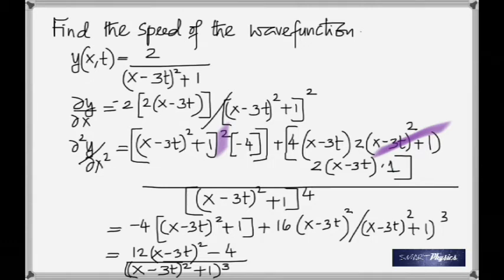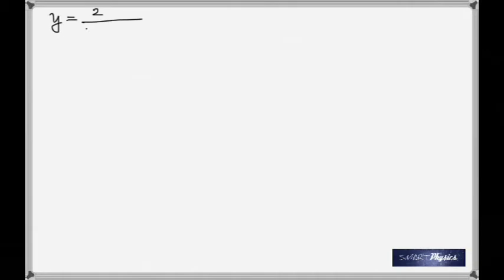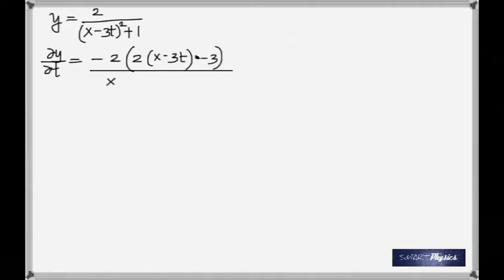So once you've got ∂²y/∂x², we got to do ∂y/∂t. So I'm writing the function again. And then ∂y/∂t. Remember, x is a constant, so this time it'll be minus 2 times (x minus 3t) times minus 3.